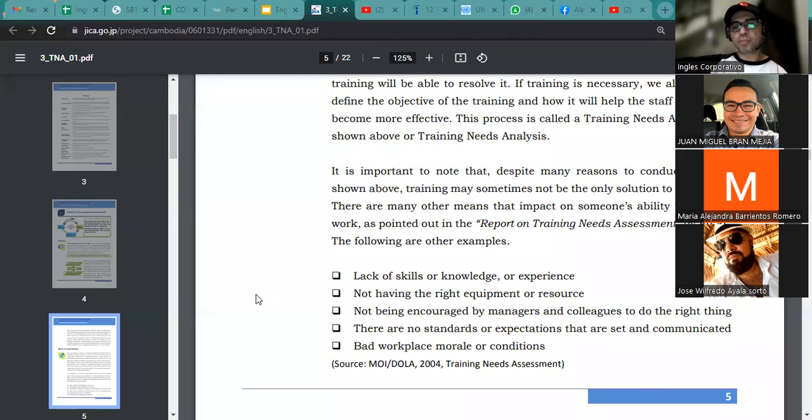Imagine the next one says not being encouraged by manager, so motivation. Sometimes you have everything, but you don't feel happy there. So of course, it's not going to be the same. Or the other one says there are no standards or expectations. You are doing your job and you don't know if it's good, if it's bad, if you need to improve, if you're doing too much, okay? And the last one, bad workplace morale or conditions. So when the conditions at the workplace are not good, definitely it's not going to work.